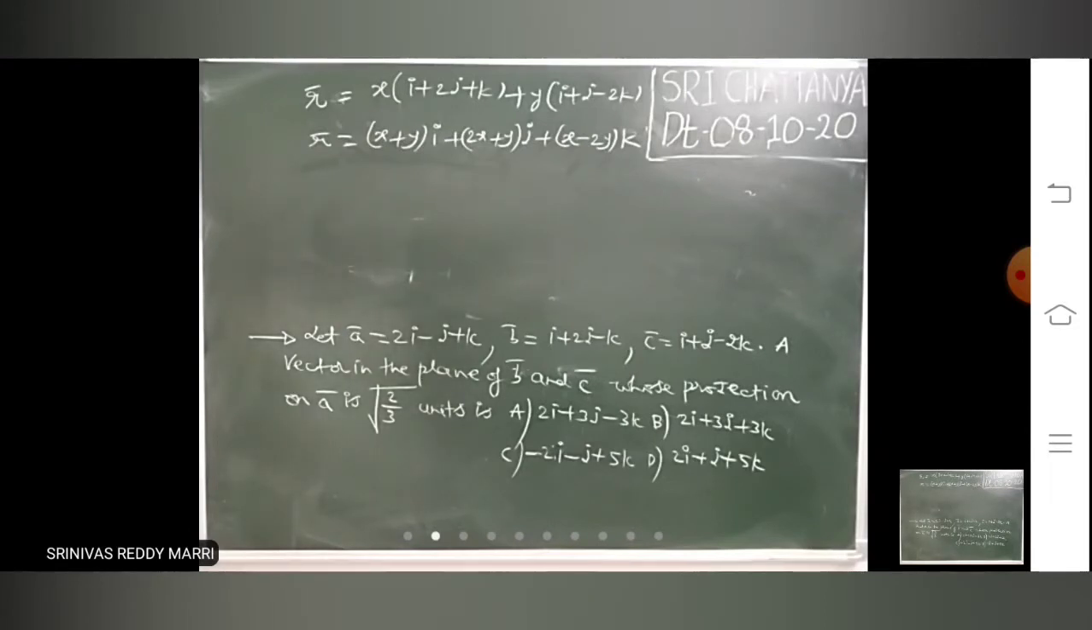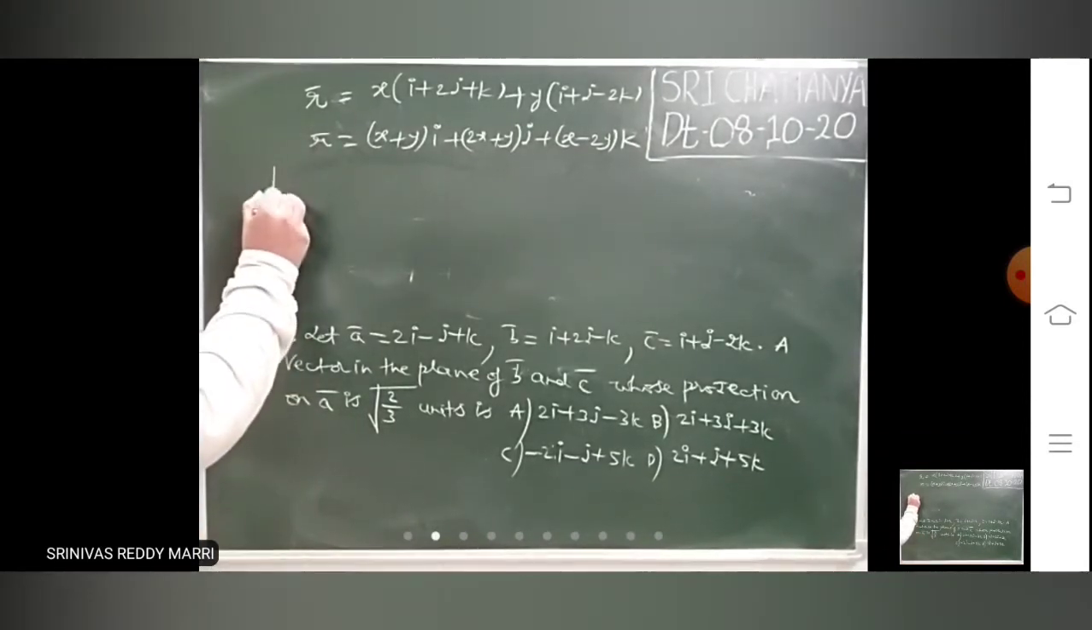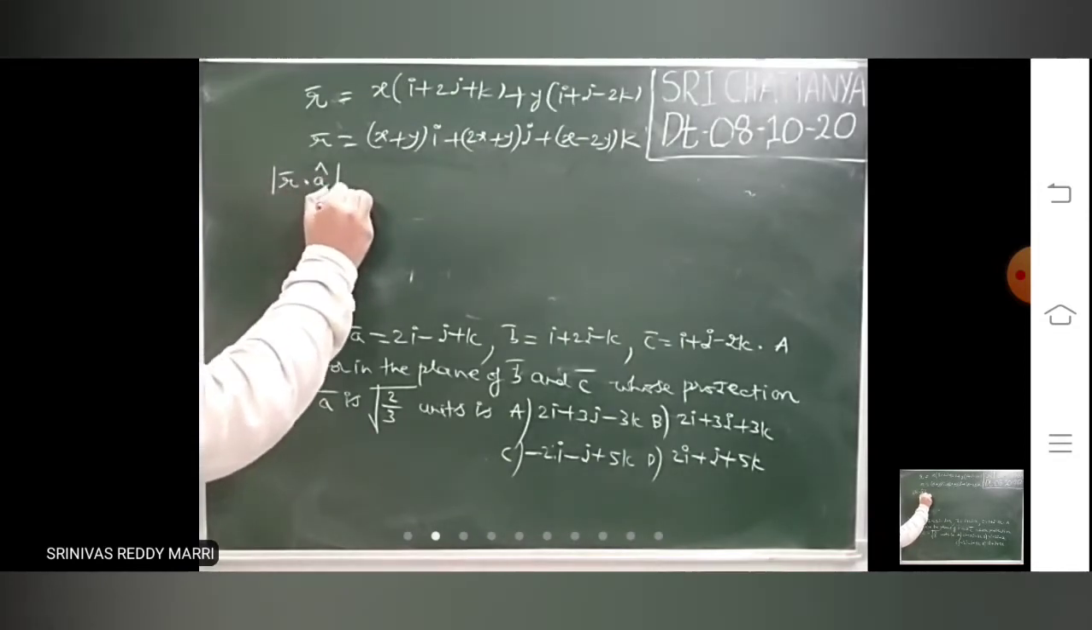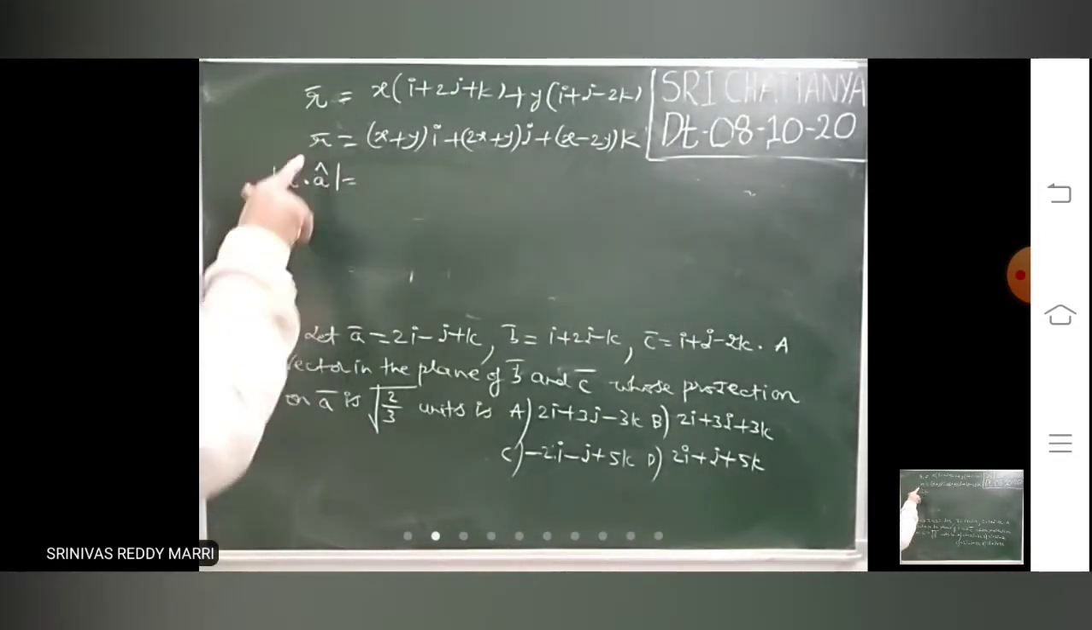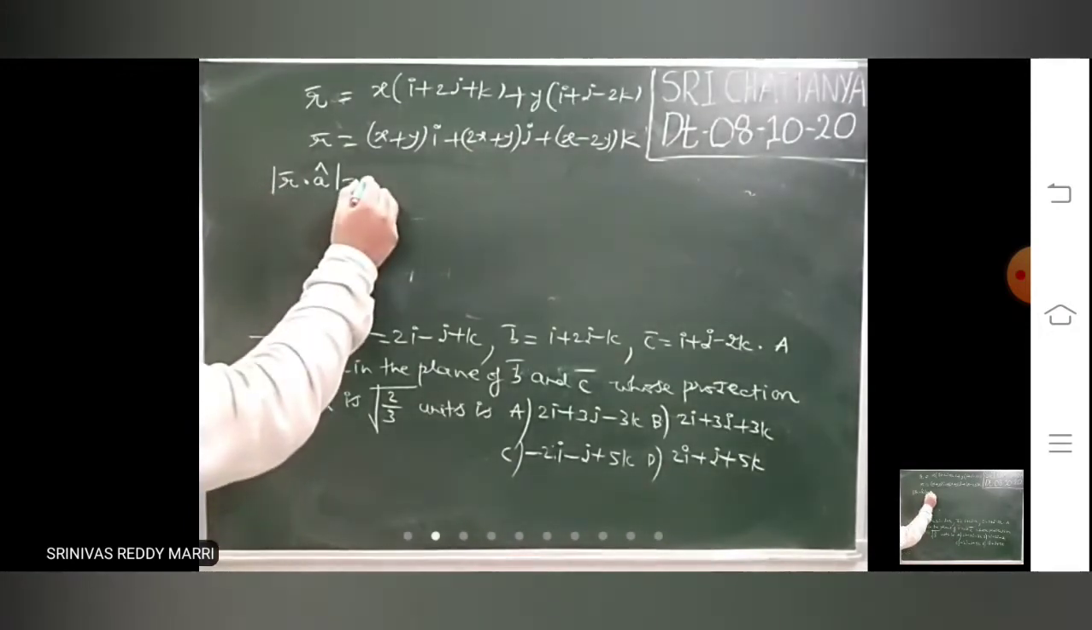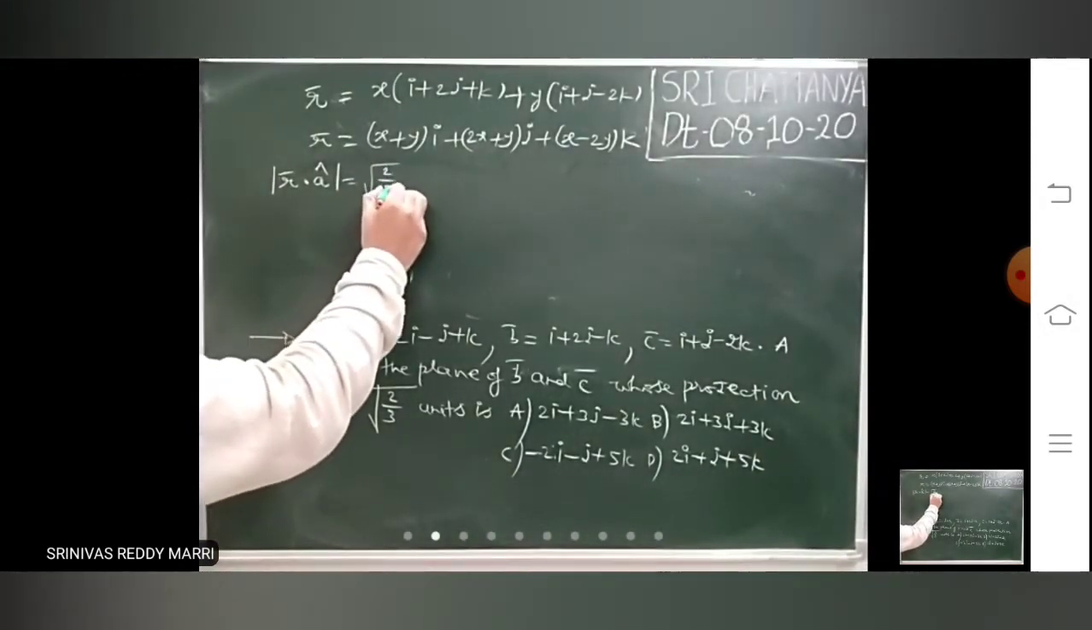So this is the vector, right? Now this has one condition given: the projection of this r bar on a bar. That means what is given? Modulus of r bar dot... projection of r bar on a bar means r bar dot a cap. This is given as root of 2 by 3.